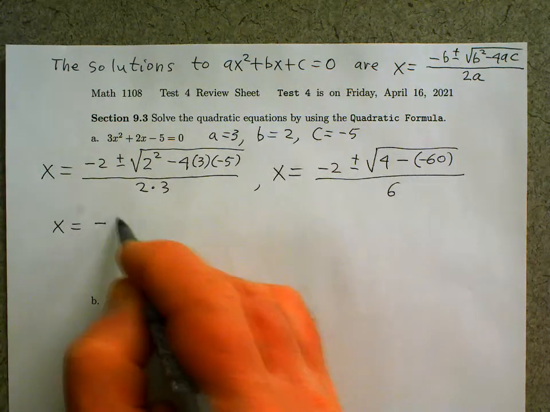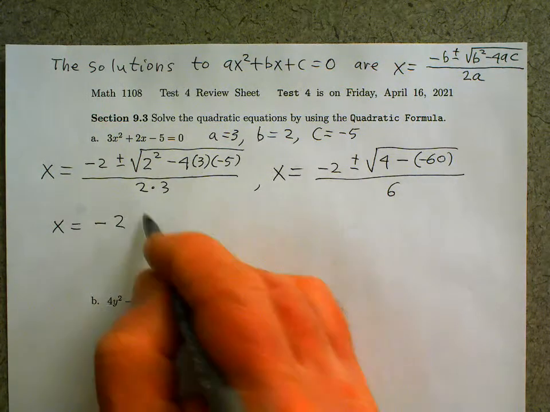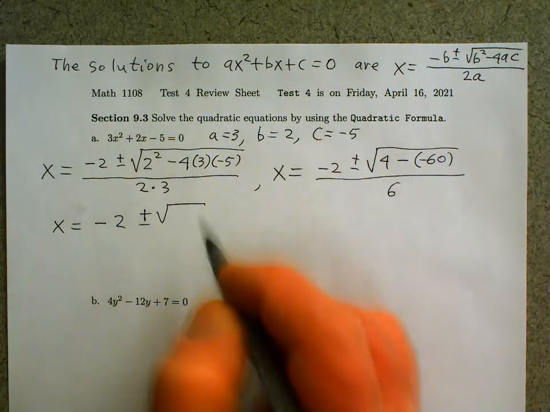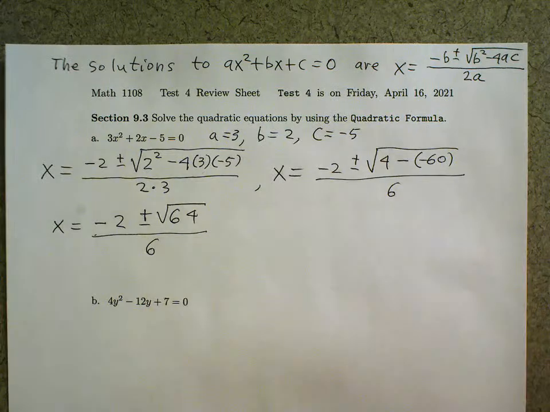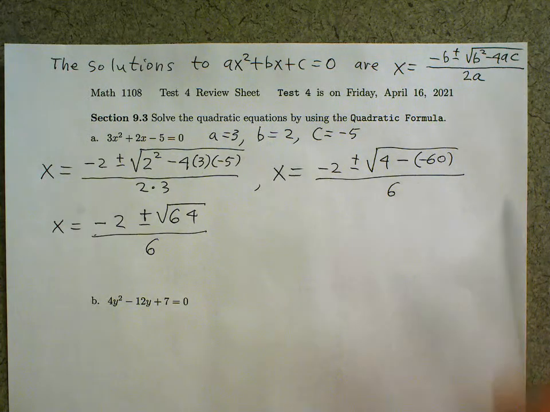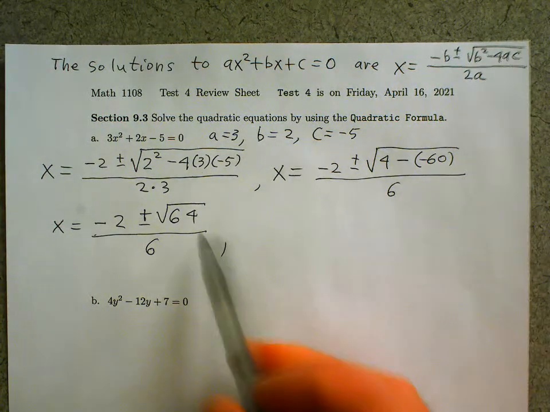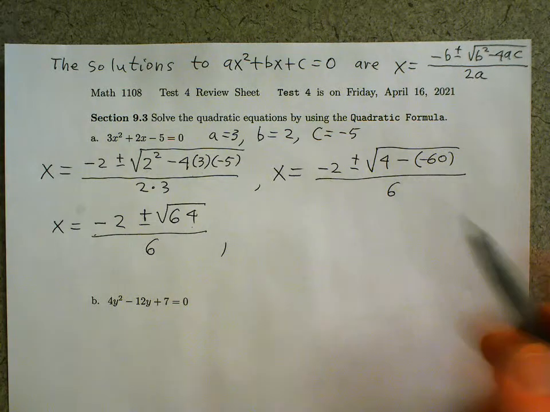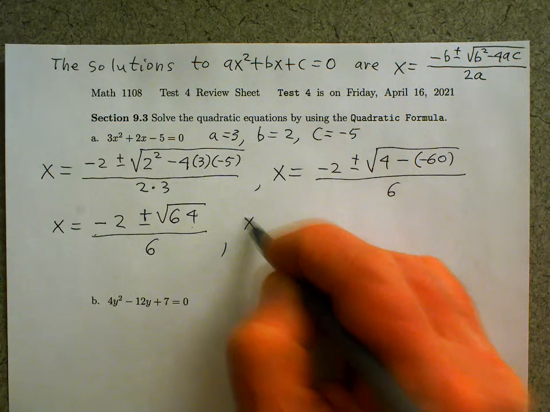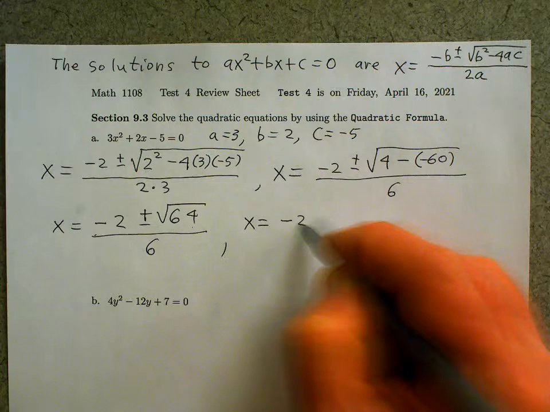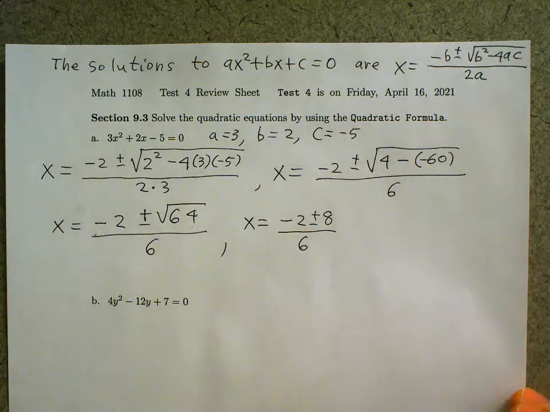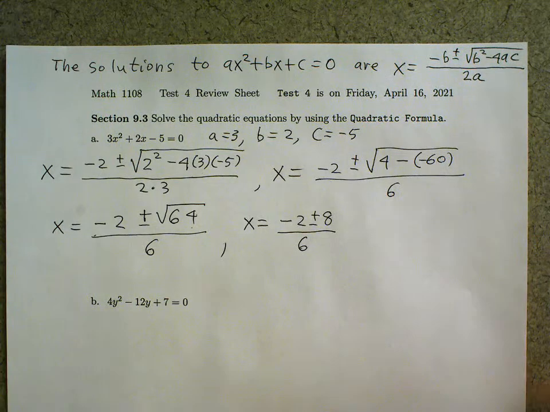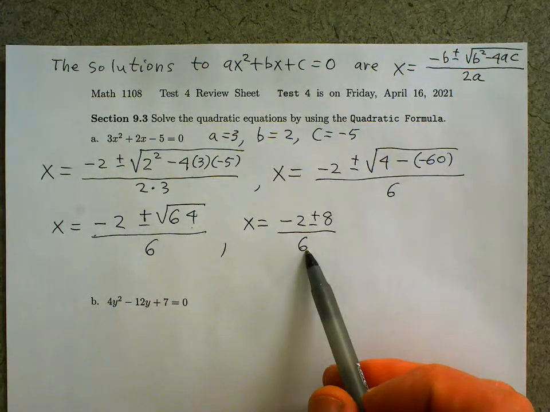And just a couple more steps. X equals negative 2 plus and minus the square root of positive 64, all divided by 6. And the square root of 64 is going to simplify to 8. So we have x equals negative 2 plus and minus 8, all divided by 6. Well, we can simplify further, and we're going to need to write the solutions separately.